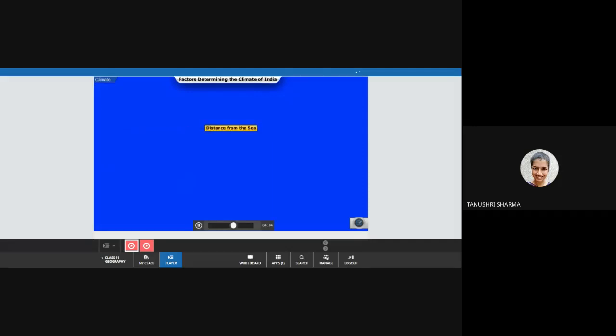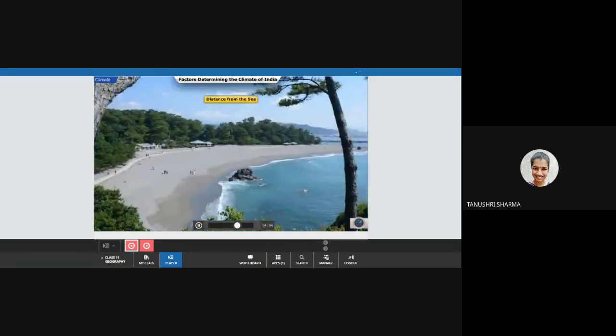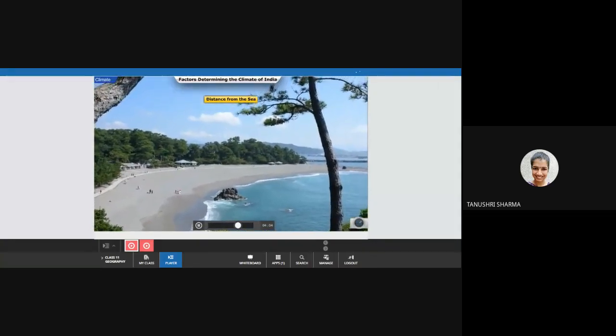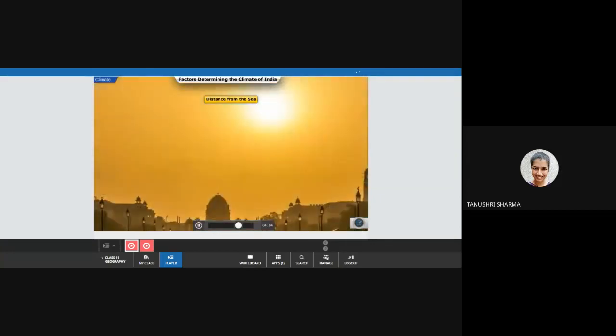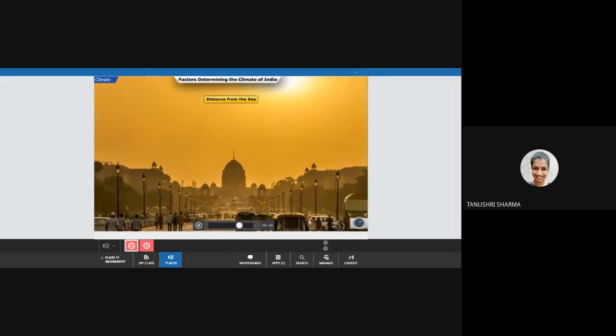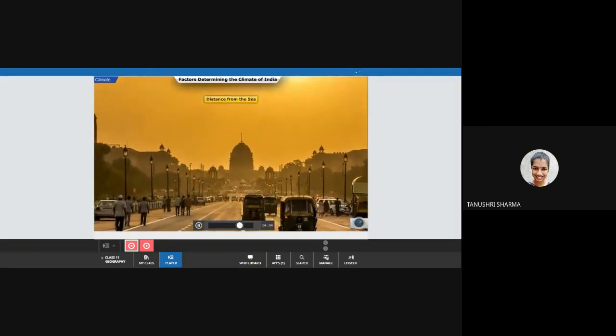Number 4. Distance from the sea. Areas near the coast have equable or maritime climate. On the contrary, interior locations are deprived of the moderating influence of the sea and experience extreme or continental climate. That is why the people of Mumbai and the Konkan coast have equable climate. On the other hand, places in the interior of the country, such as Delhi, Kanpur and Amritsar, have extreme climate.